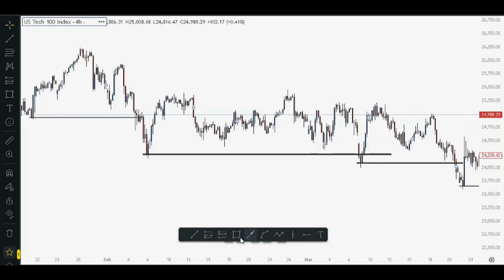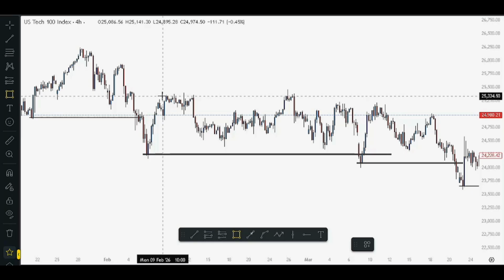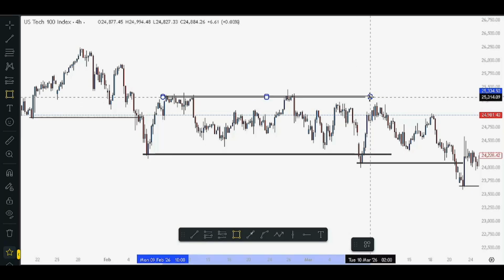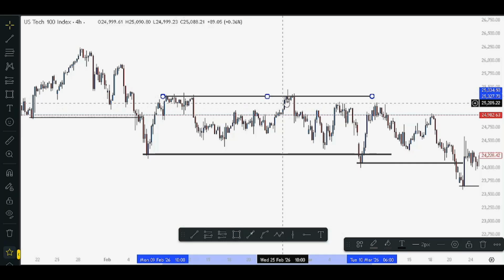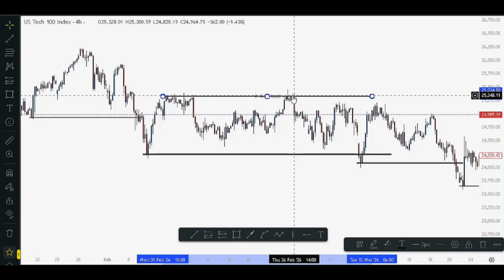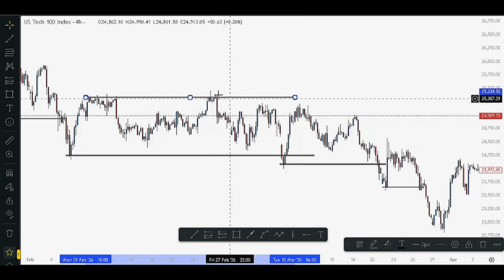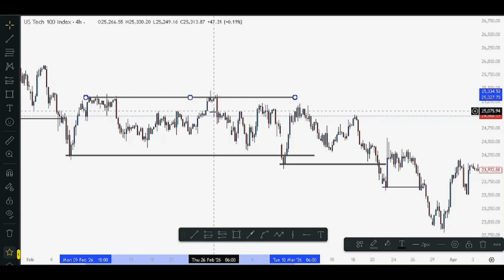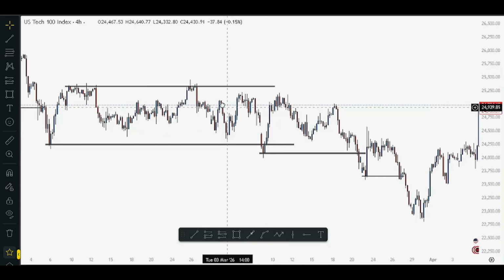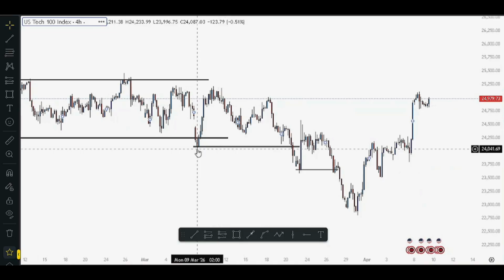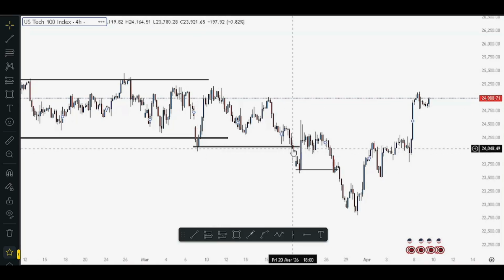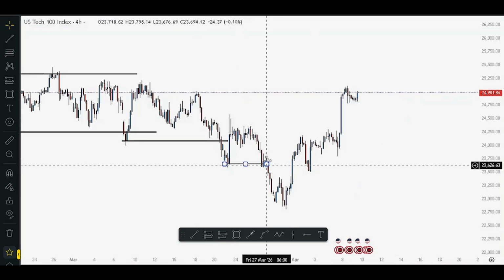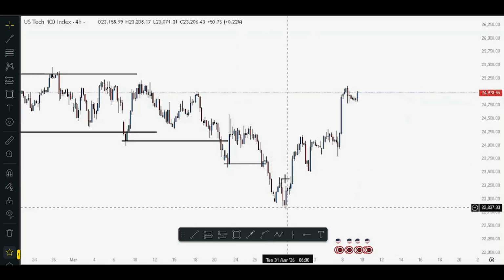For example, take this one for instance. It didn't close above this, it only wicked out. That's a clear indication that the market hasn't changed the direction it's going, so it's still in a downtrend. We're following it along. It also creates another low, and the body closes below here. It also creates another low, and the body closes below here. So that's a downtrend.